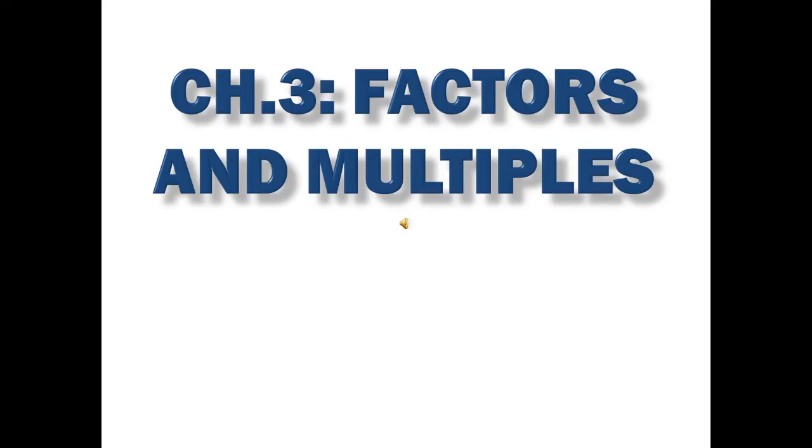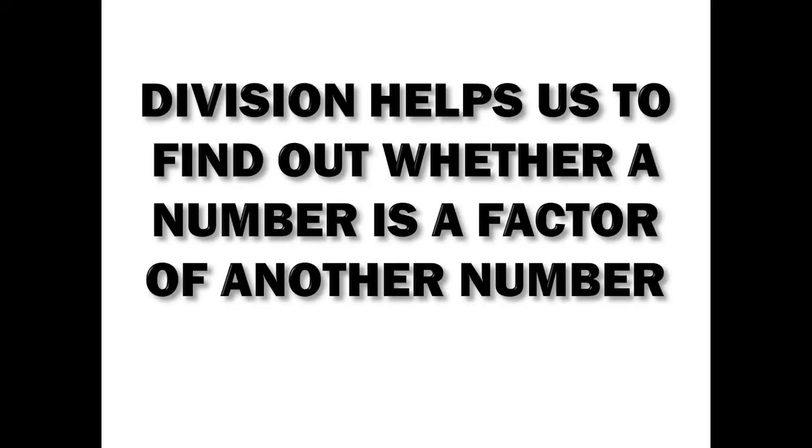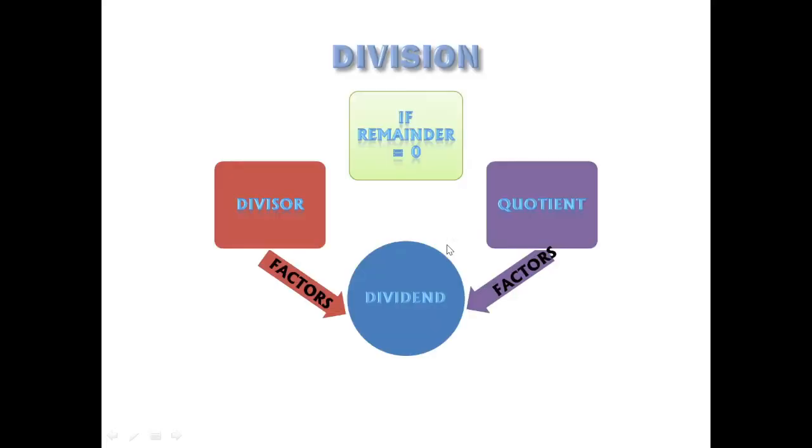We were learning chapter 3 of maths, factors and multiples, and we learned about factors, and also we learned that division helps us to find out whether a number is a factor of another number or not. We also saw that in a division sum, if remainder is 0, then divisor and quotient are the factors of dividend. So you must be knowing multiplication tables till 15 or 20 at most.